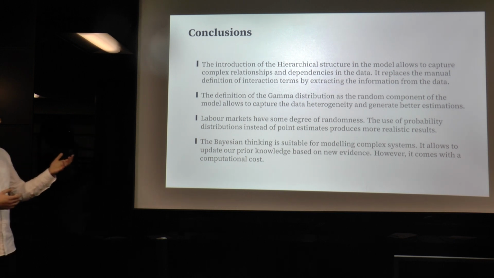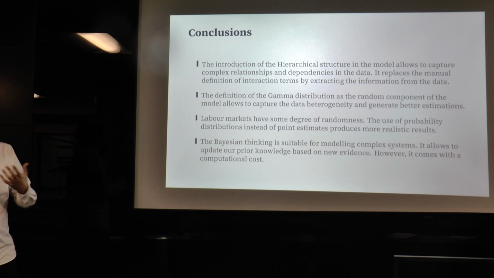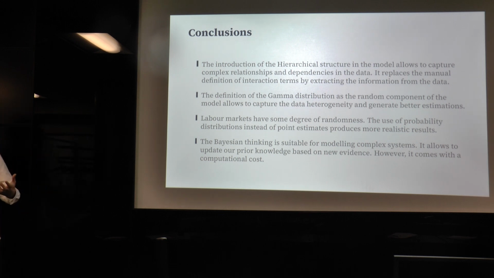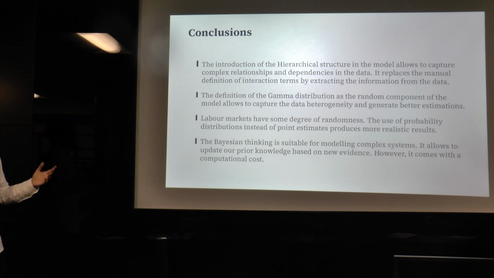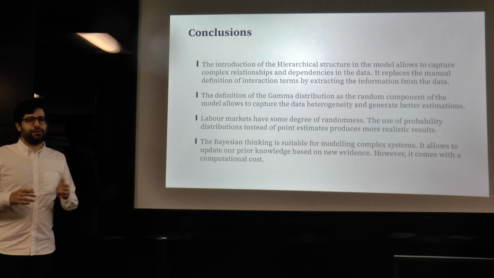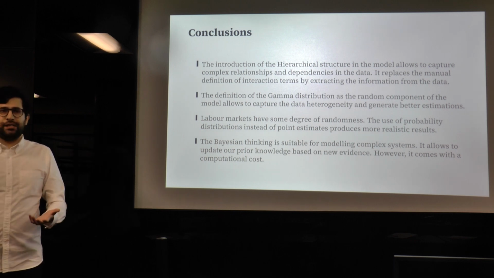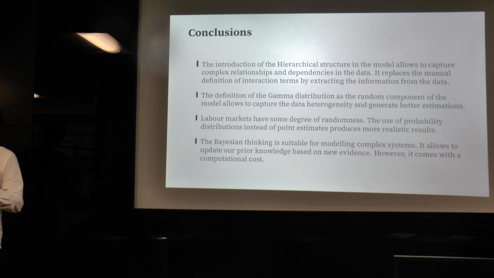The second part is that the definition of the gamma distribution as the random component of the model allows us to model the heterogeneity that we observe in the data and provide estimations. Also, we know that labor markets have some degree of randomness, so we consider that the use of probability distributions instead of point estimates could help us represent that and provide more realistic results.